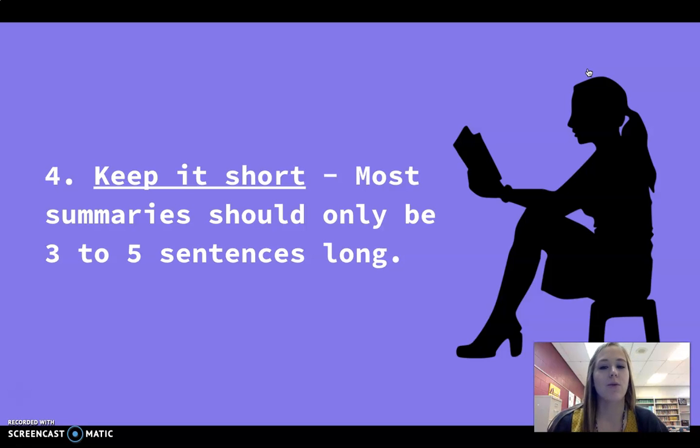Next part, and this is the rule that middle schoolers usually love, keep it short. Summaries are not supposed to be long. For the most part, we're going to look for about 3 to 5 sentences. So about a paragraph that tells me what the passage was about. If you think back to our unit on main idea, we talked about topic. Remember, that's 1 or 2 words that tells what the passage was about. Then we talked about main idea, which is 1 or 2 sentences that tells what the passage is about. And now we're moving on to summaries. And summaries are going to be 3 to 5 sentences telling you what the passage was about.